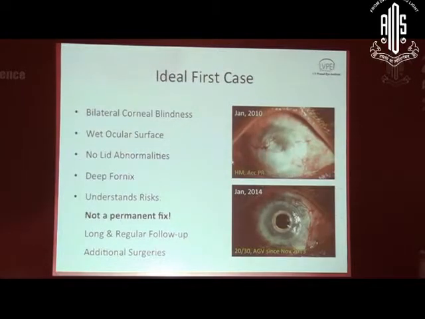So what could be your ideal first case? If you're starting off and you want to do the Boston type 1, I would say choose a patient with bilateral corneal blindness who has a wet ocular surface. I'm kind of repeating myself, but it's very important for you to understand this. Someone who does not have any severe lid abnormalities in their eye, especially look for exposure, look for entropion.